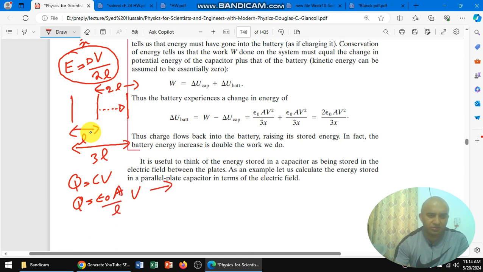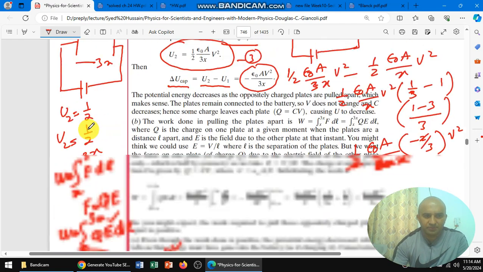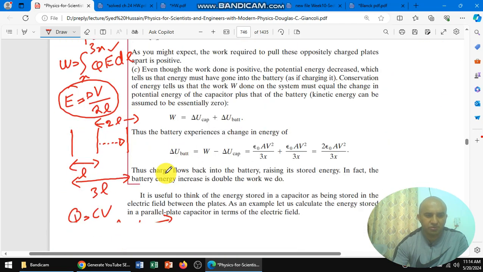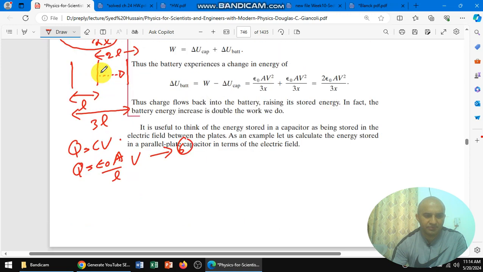Suppose this is equation number 1, 2, 3, and then this is equation number 4, this is equation number 5, and this is equation number 6. Now we put the values of E and Q from equations 5 and 6 into equation 4.